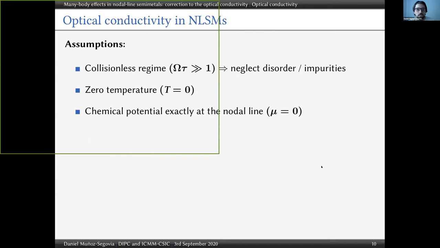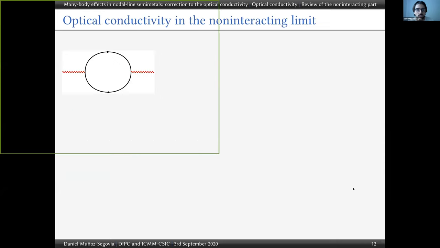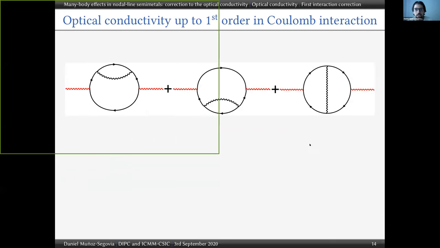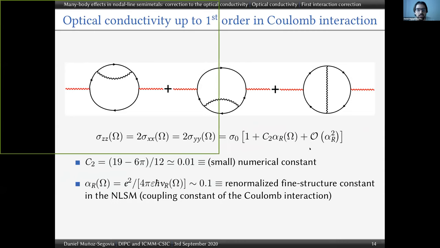So, we have worked in the collisionless regime at zero temperature and zero chemical potential. This is the non-interacting conductivity of the nodal line metal, which is basically the same as in graphene, but with a factor of the radius of the nodal line, since we are basically a large-N graphene, with N being k naught, the radius of the nodal line. This was already known. For the interaction correction, we have obtained a result that has the same anisotropy as the non-interacting case, simply because the nodal line is in the xy plane, and we have got the same result for the numerical coefficient C, which is universal, as in graphene.